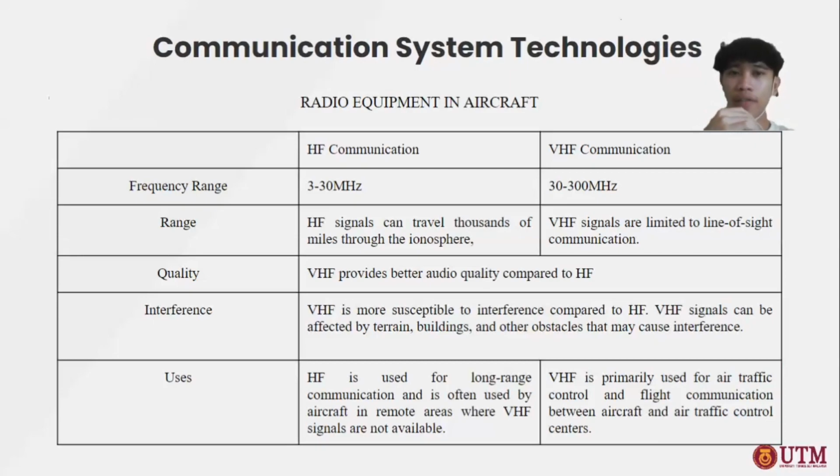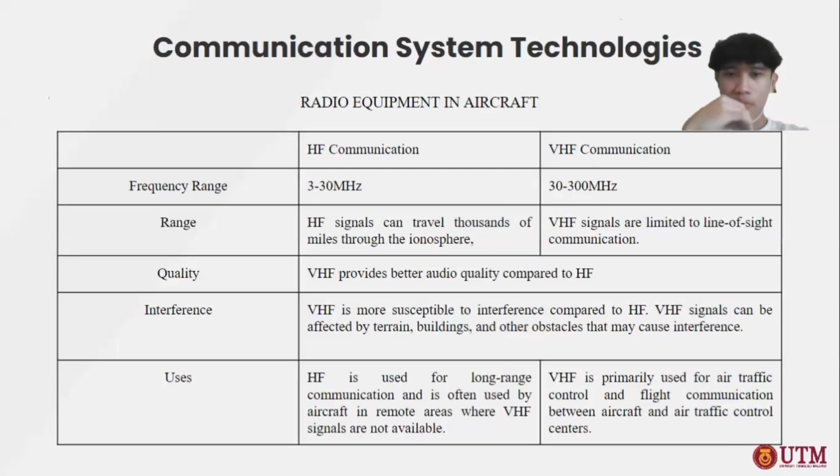The first one is HF communication, which HF is high frequency, and the VHF communication is very high frequency. The difference between these two communication systems is the frequency range. For HF, it is 3 to 30 megahertz, while the VHF is between 30 to 300 megahertz. HF signals can travel thousands of miles through the ionosphere, while VHF signals are limited to line of sight communication.